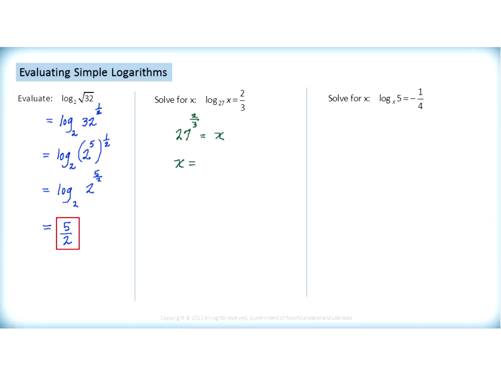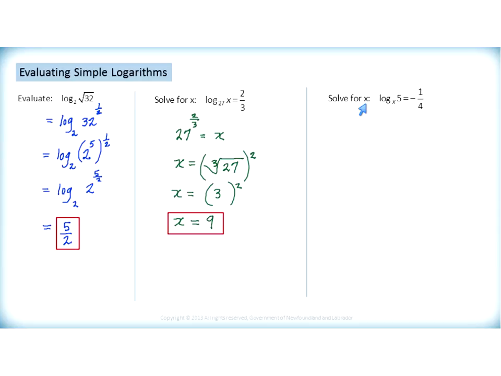Now we have a fractional exponent, which we can change to a radical. 27 to the power of 2/3 can be written as the cube root of 27, which we can find, and then we'll raise all of that to the power of 2. The cube root of 27 is equal to 3, raised to the power of 2, and our final answer will be x equals 9.